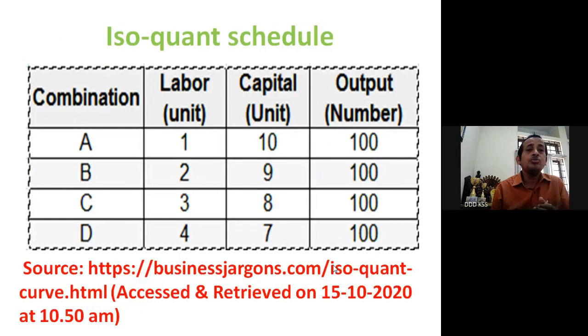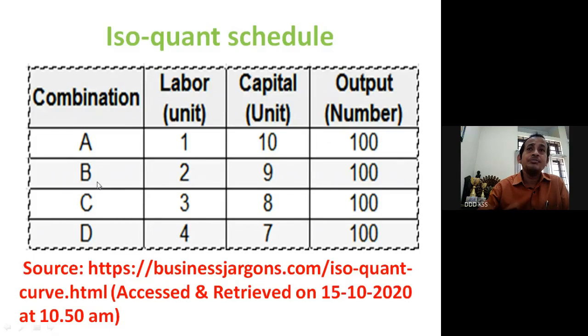Next we'll move to the Isoquant schedule. In the Isoquant schedule, the first combination is mentioned, you can see the arrow. So combinations A, B, C, D, four combinations we have considered. The factors of production, labor and capital, are assumed in the Isoquant curve. So accordingly, if there is 1 unit of labor and 10 units of capital, the output can be 100 units.